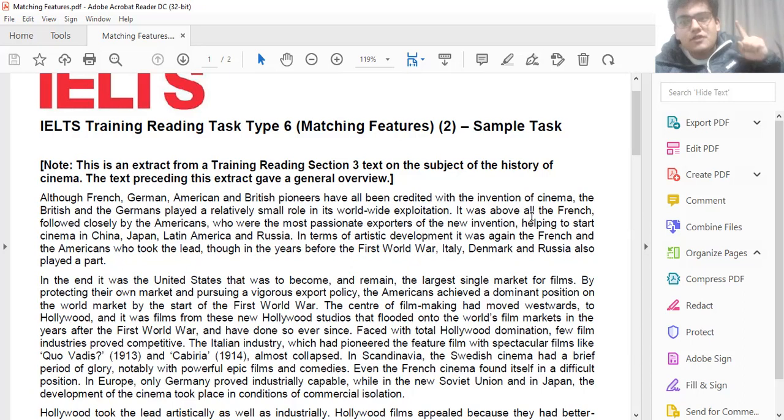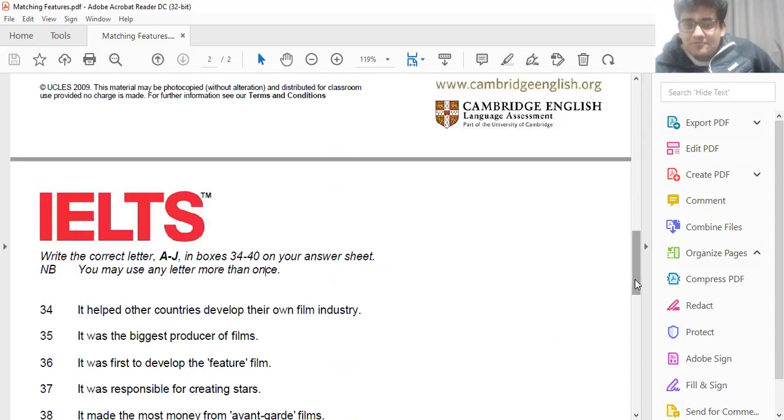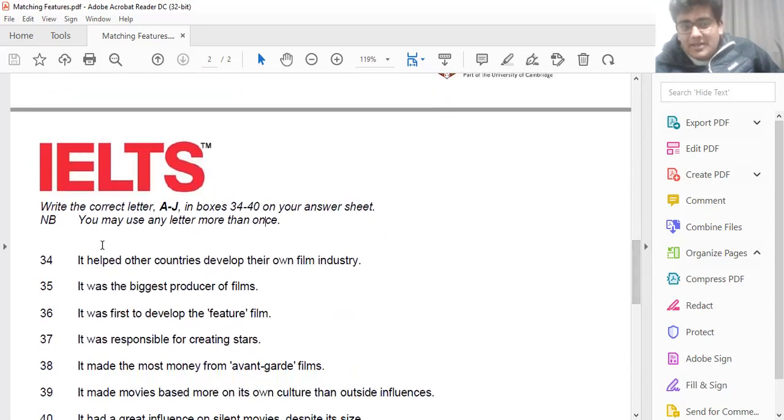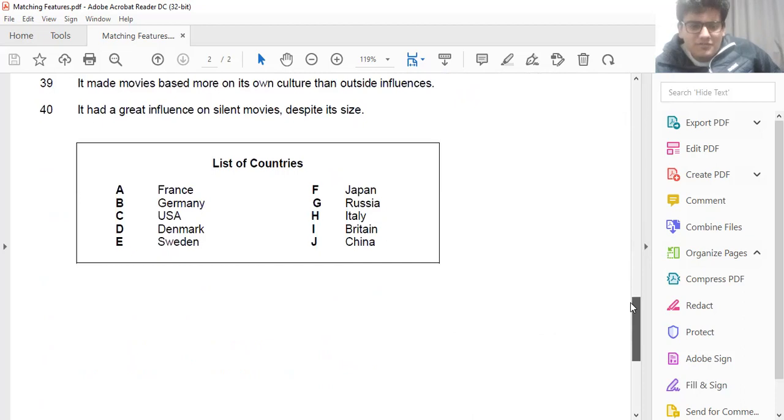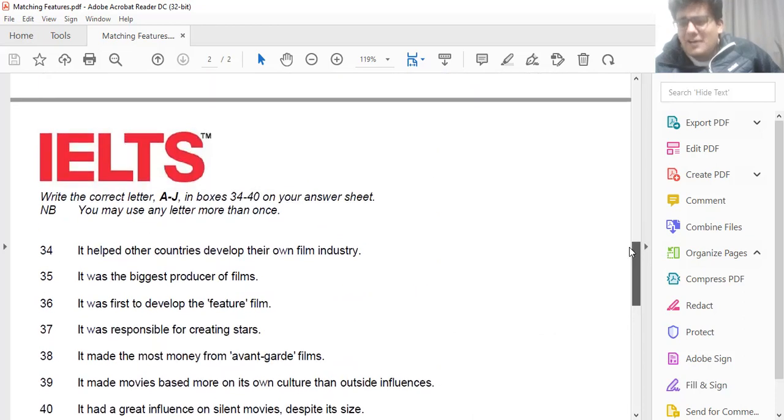Above all means it was mainly the French, followed by the Americans, who were the most passionate exporters of the new invention. Export means to send something out of your country. Helping to start cinemas, so France had the major role in starting cinemas in other countries. Now, look at it. It helped other countries develop their own film industry. So in this case, for 34, that's going to be France. But the instruction says you're going to write the letters. So what corresponds to France? That will be A for alpha.